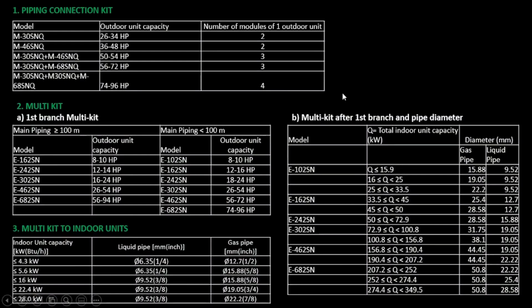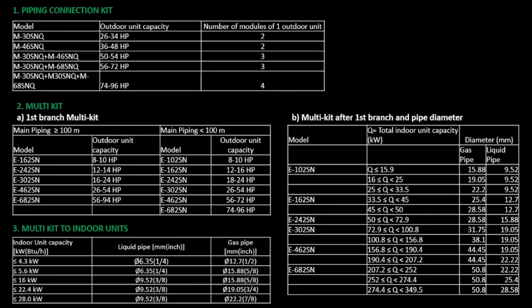Before we begin, there's something I quickly want to show you. Here I have 4 tables, and these tables would enable us select the right Y branches for the VRF system. These tables apply specifically to Hitachi products, precisely the CNCQ series. The first table would enable us select the right outdoor units Y branch or the right piping connection kit. Because I'm dealing with Hitachi products, I'm going to call the outdoor units Y branch piping connection kit, while the indoor units Y branch would be called multi kit.